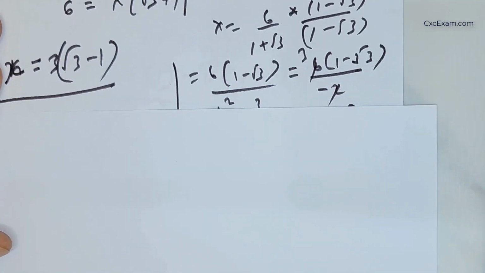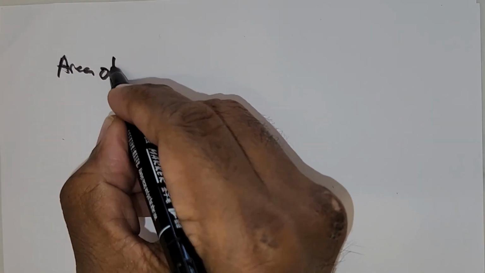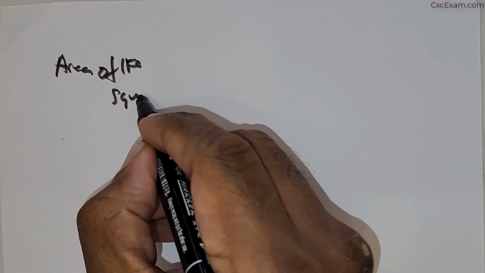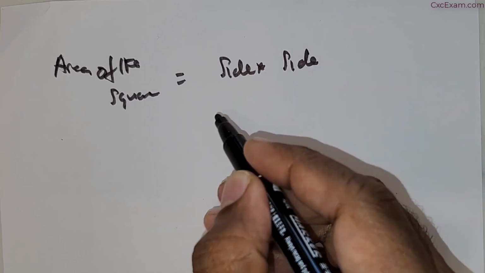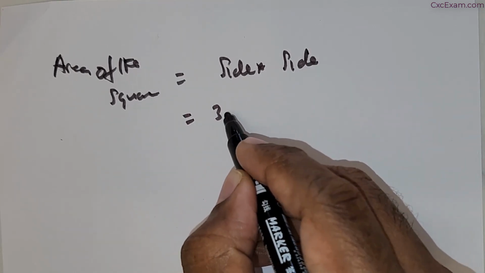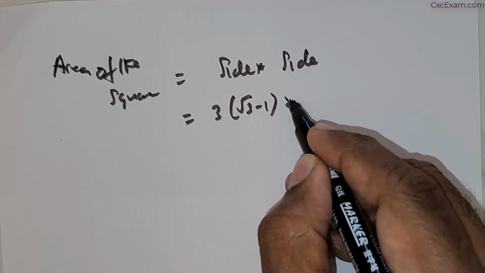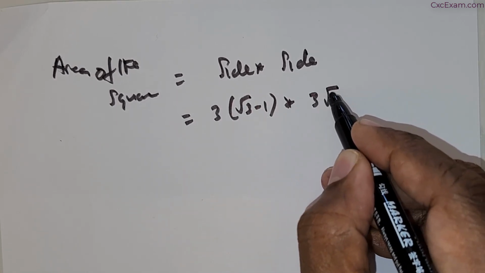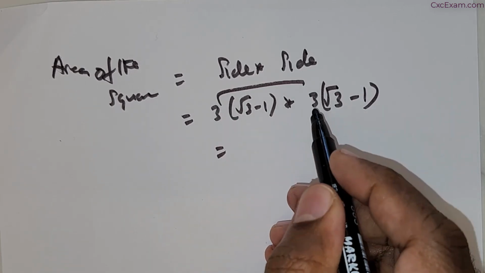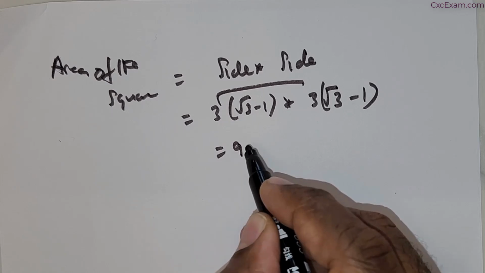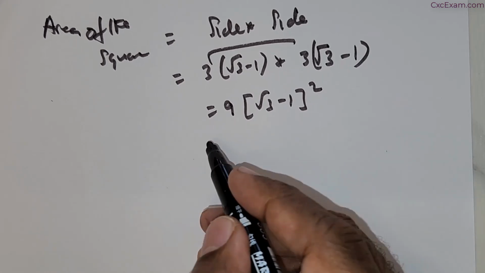But we are looking for the area. Now we can calculate the area of the square, which has the formula side multiplied with side. Earlier we got the side value as 3 times the root of 3 minus 1. So we need to multiply it using 3 times the root of 3 minus 1. Now 3 into 3 will give me 9. This is going to be root of 3 minus 1 raised to the power of 2.